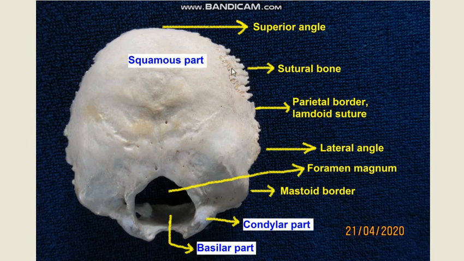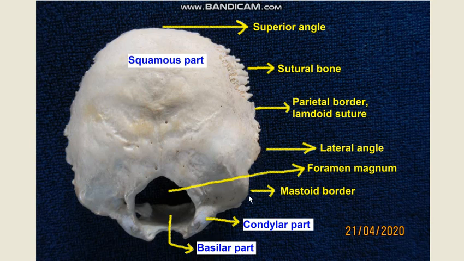And on this lambdoid suture you can make out this extra piece of bone which is trapped in the suture. This is called a sutural bone or a Wormian bone. So again, from the superior angle to the lateral angle is the parietal border, forming the lambdoid suture, articulating with the posterior border of the parietal bone.